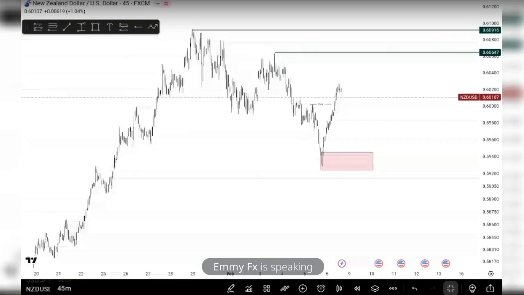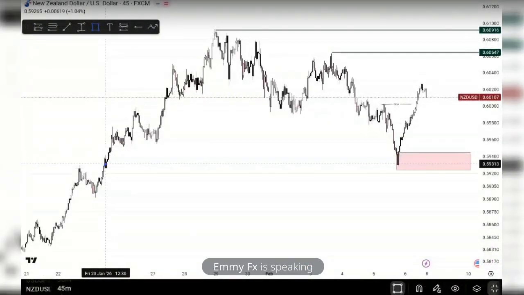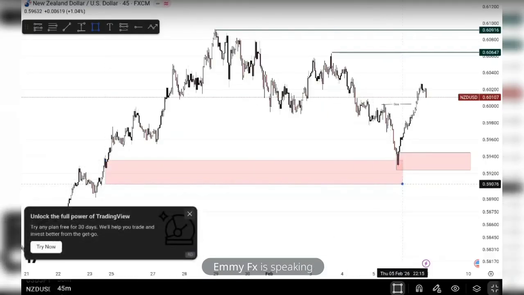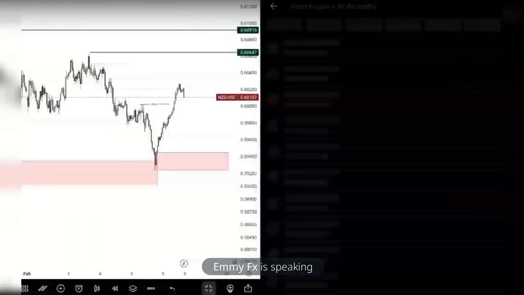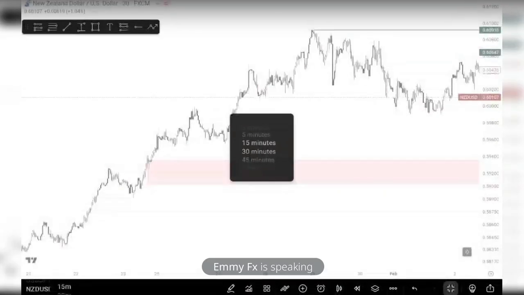What I'm just saying is that price reacted from this demand zone, which is here. As price reacted from this demand zone, price is aggressively shooting to the upside. So price is shifting to the upside. Now I want us to move to our 15-minute time frame.